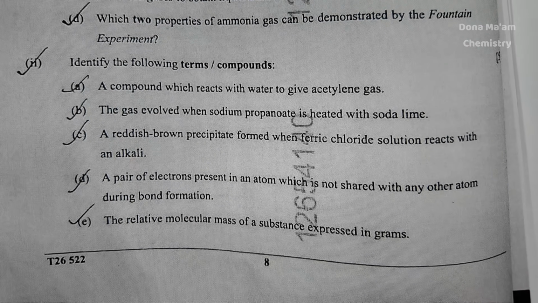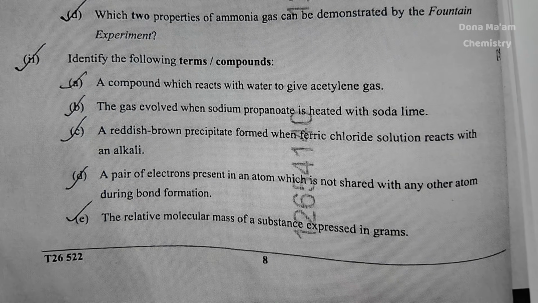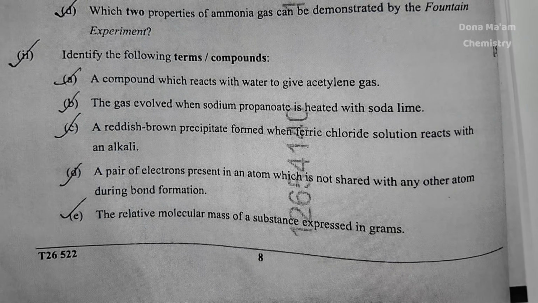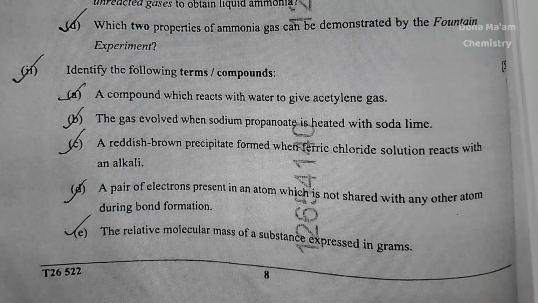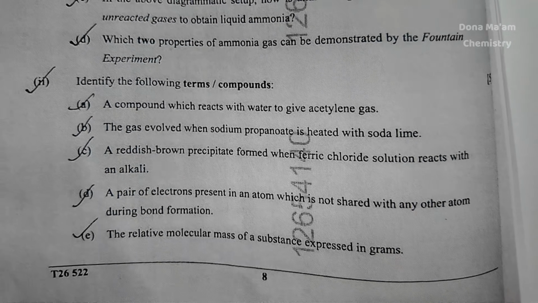Avoid writing formula. Okay, next, a pair of electrons present in an atom which is not shared with any other atoms. Okay, not shared means they are the lone pair. If you write lone pair or lone pair of electrons, both are correct.